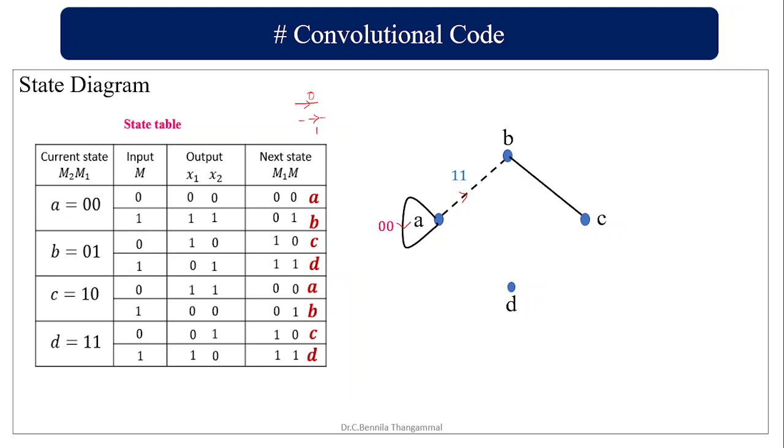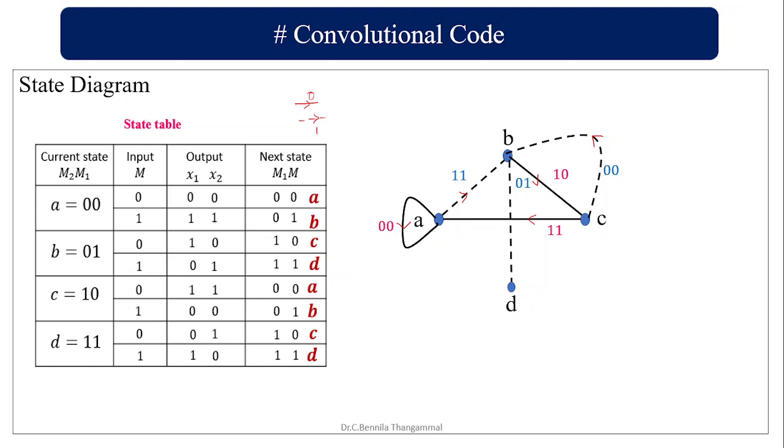So from B, it goes to C. And then from B, it goes to D if your input is 1 and then your output is 0 1. And from C, if your input is 0, it goes to A. If your input is 1, it goes to B. So C to A, your output is going to be 1 1, and C to B, your output is going to be 0 0.